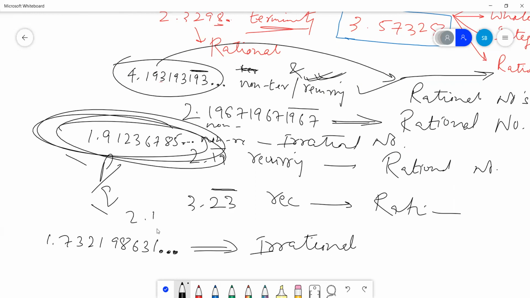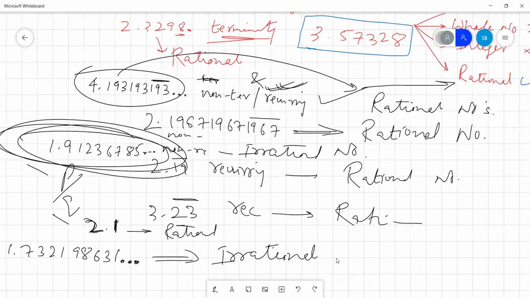What about 2.1? Is it rational or irrational? It's rational. Why? Because it's terminating. Correct. That's it. So we'll stop here.